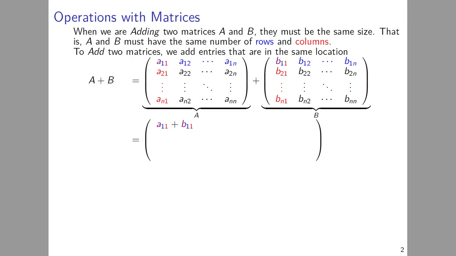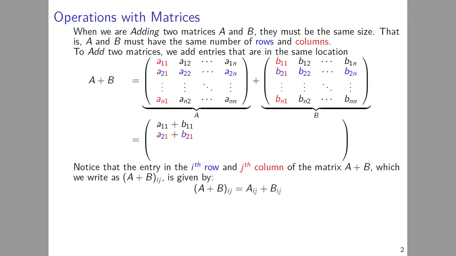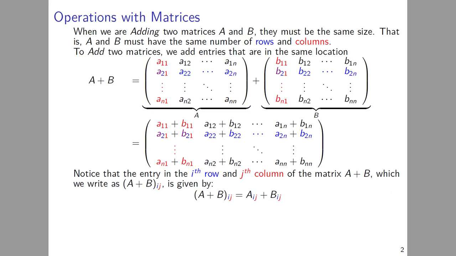In the first entry, that is the first row and first column of our new matrix, we'll add the entry in the first row and first column of A to the entry of the first row and first column of B: A11 plus B11. Going down the column, our next entry will be A21 plus B21. Notice that the entry in the ith row and jth column of our new matrix A plus B, which we write as (A plus B)ij, is given by Aij plus Bij. Computing this for every entry in the matrix, we find our matrix A plus B.